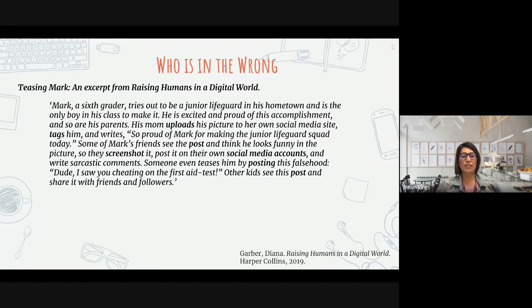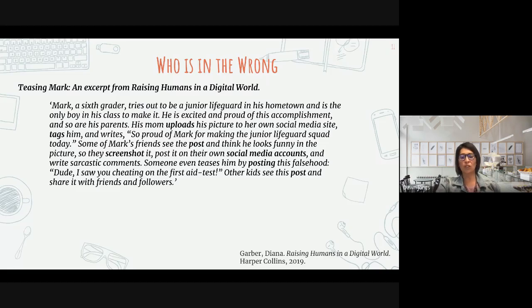Okay, so Mark is a sixth grader. His mom posted a photo of him becoming a lifeguard. And then his friends, who must have been able to see it because the mom tagged Mark on social media, have now reposted it and are teasing Mark because they think he looks silly. And even one wrote a comment saying he saw him cheat on the first aid test.